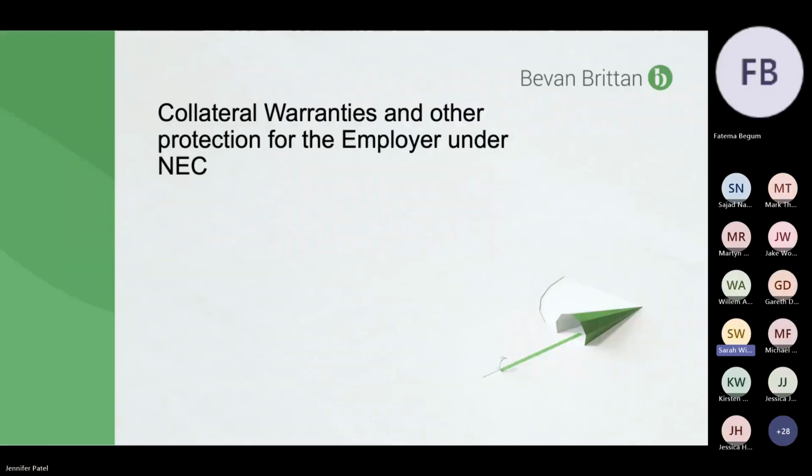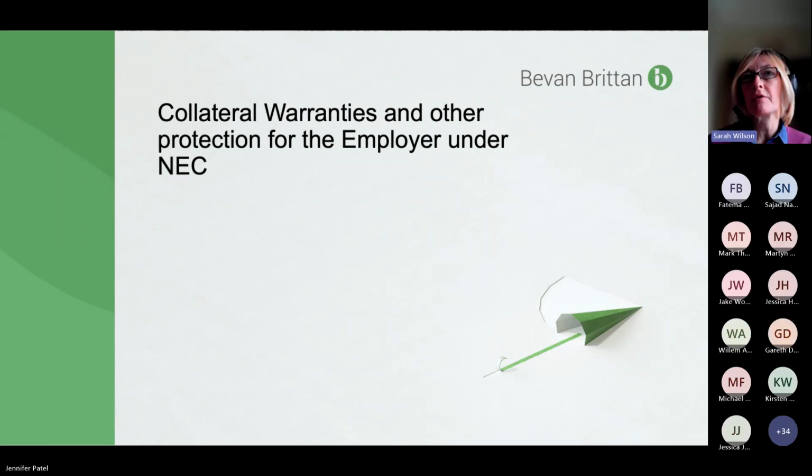The topic, as you can see, is collateral warranties and other protection for the employer under NEC. So what we're going to be looking at are all those additional bits of security that employers, developers, and sometimes contractors in a subcontract want from the party carrying out the work, and the risks around them, what they mean, and the penalties, what happens if you're required to provide something and you don't.